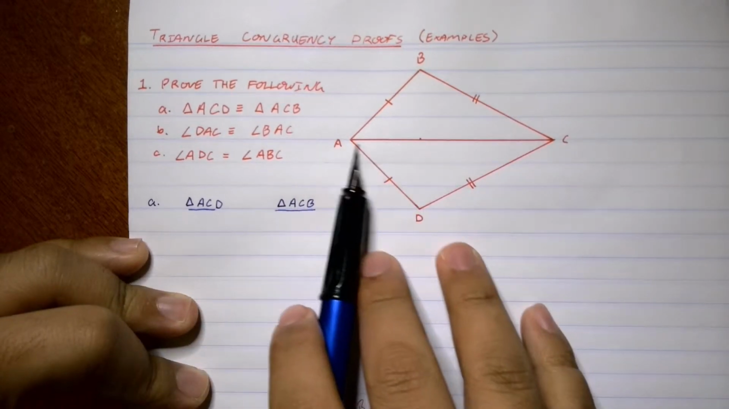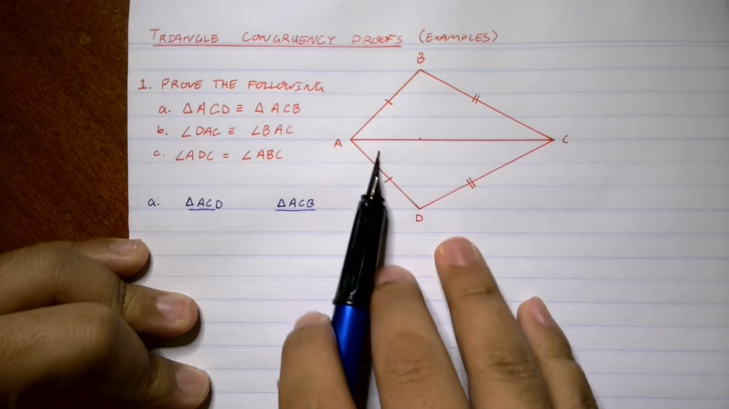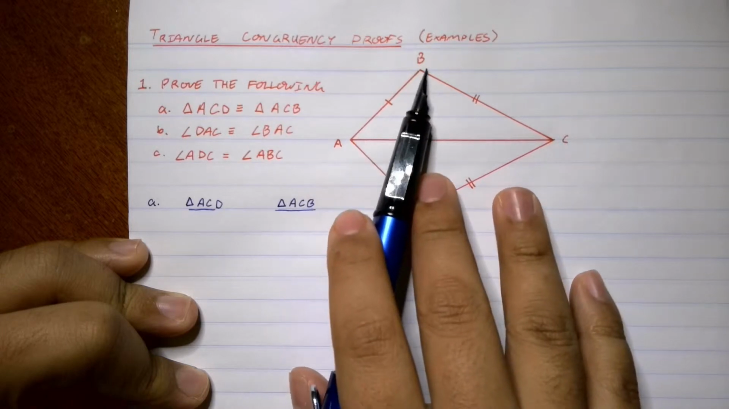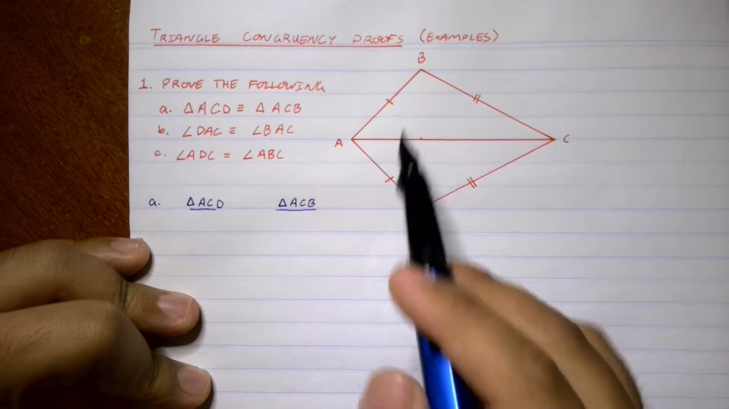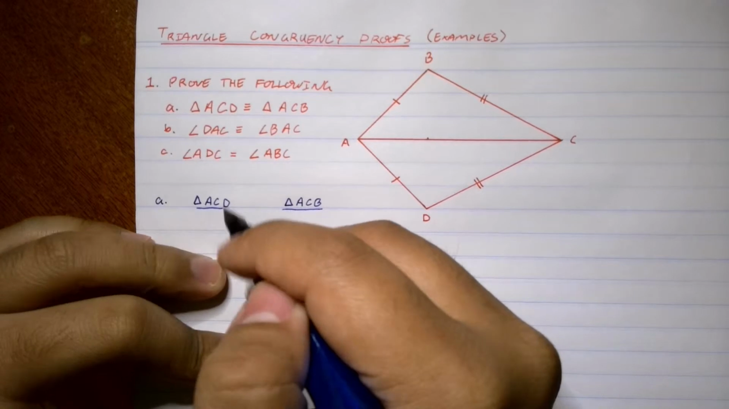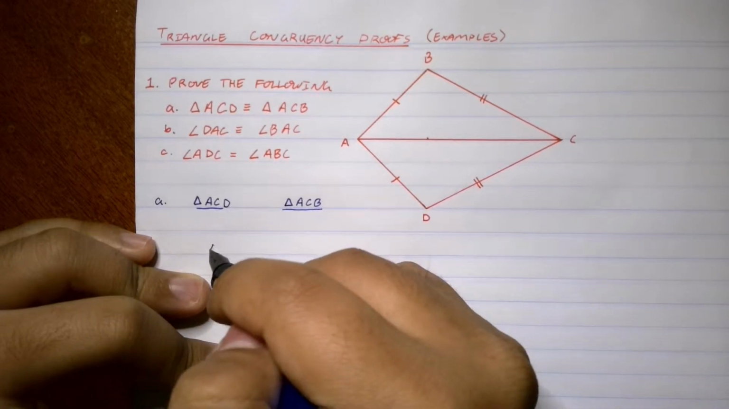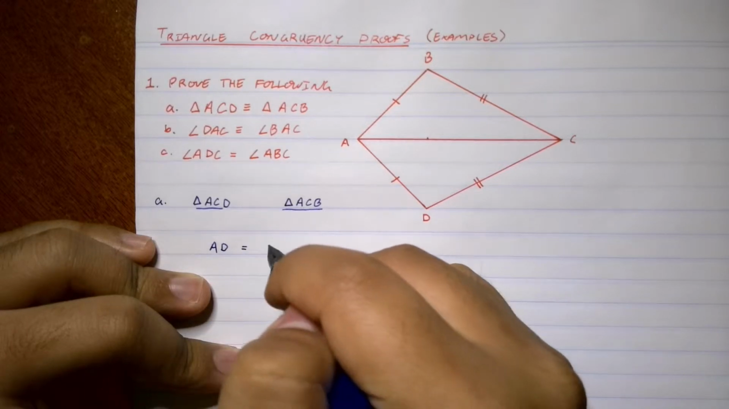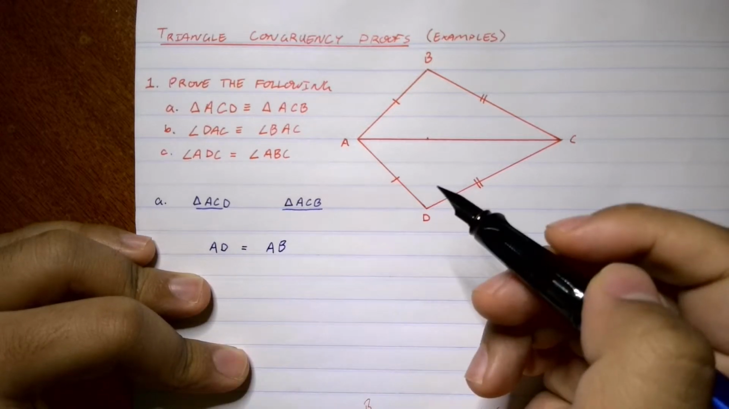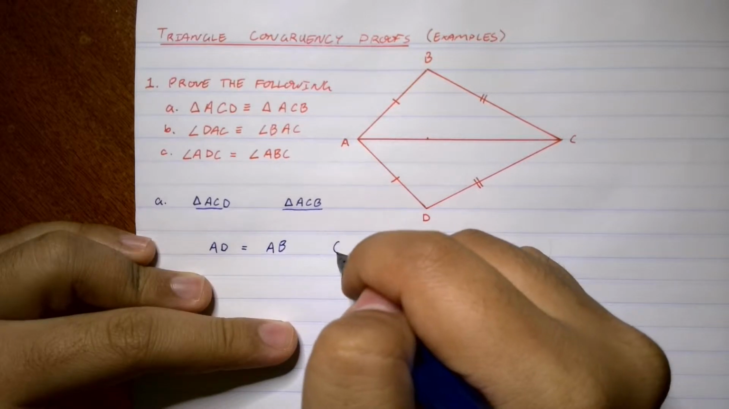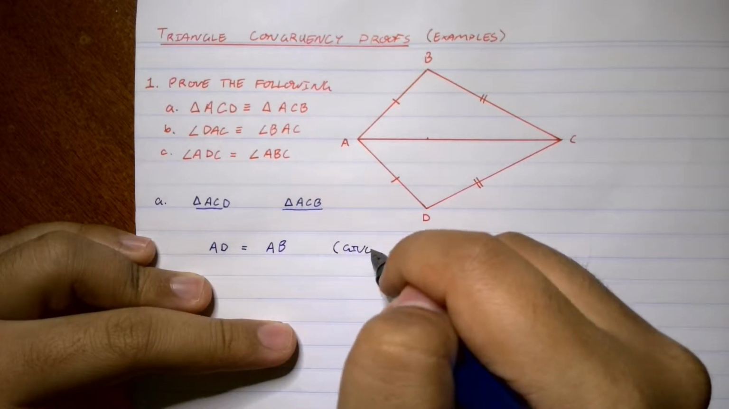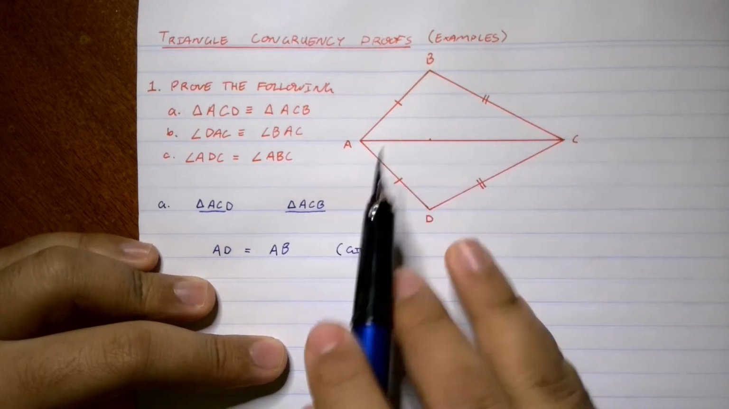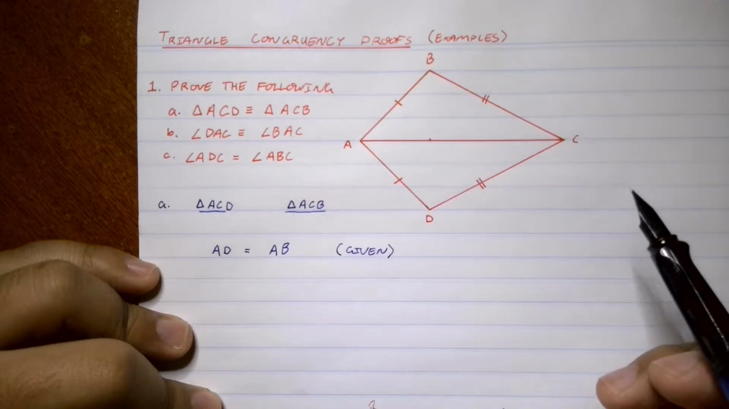In triangle ACD, we have AD with a single dash and AB with a single dash as well. So we can say that those two sides are equal to each other. Let's make that statement. AD is equal to AB. And the reason we have for that is given information. We already know that. Those little dashes tell us so.